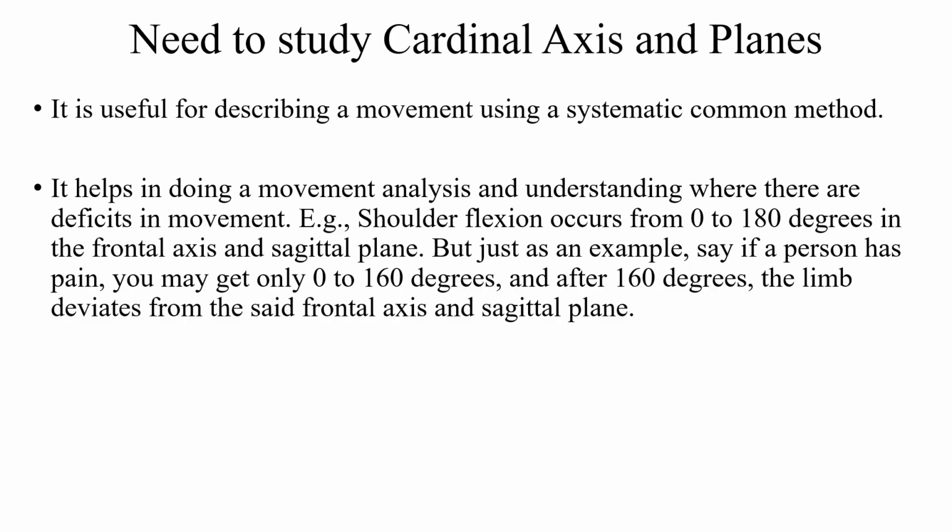Suppose we are checking, normally your shoulder joint has to have 0 to 180 degrees of flexion, which occurs in the frontal axis and sagittal plane. But suppose a person comes to you with frozen shoulder or any shoulder pain, and he's not able to go up to 180 degrees. You can clearly document that it is 0 to 160 degrees only that he's able to achieve in the frontal axis and sagittal plane. And maybe after 160 degrees, he's going in a little bit of deviated movement, so you say that it is deviated from the frontal axis. So that helps us in giving an analysis of how the movement has been broken down.